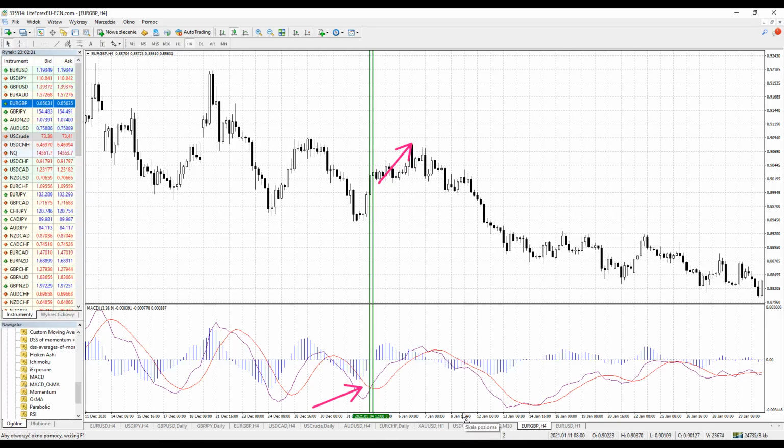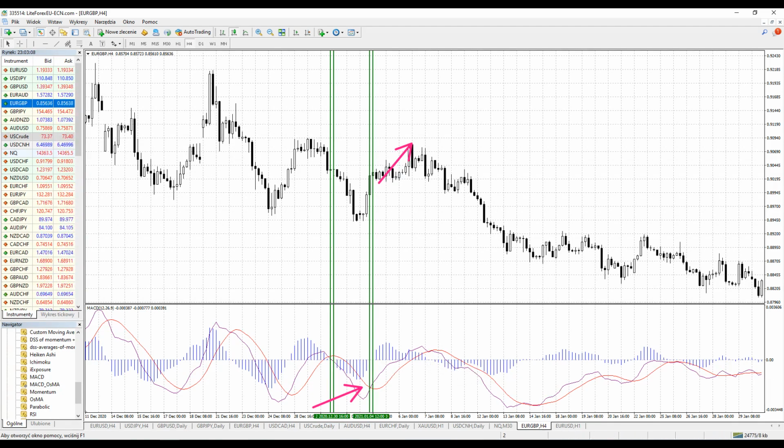Okay, the next zero cross we've seen here, followed by the cross on the line within the next candle or so, somewhere here. So that's the first strategy based on the zero line.